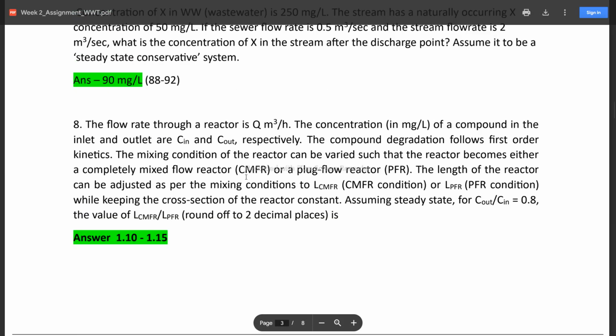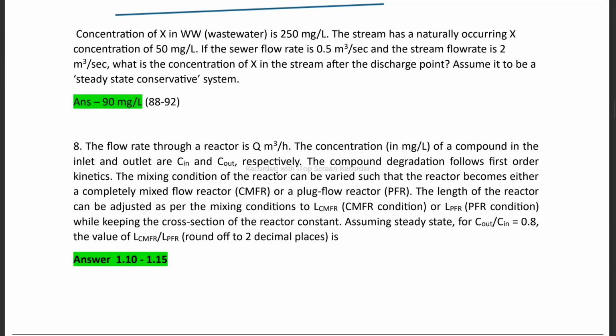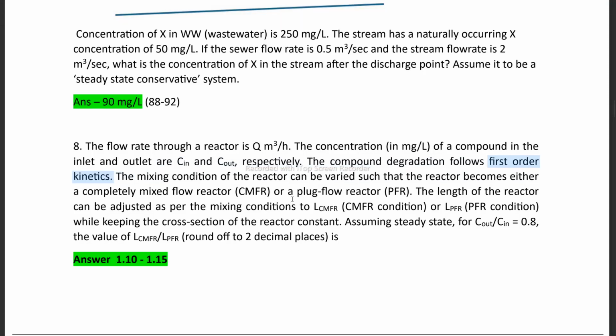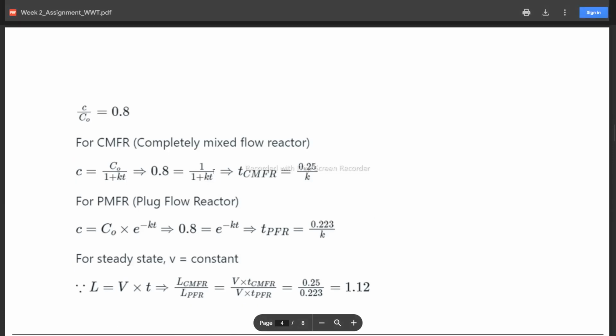This is probably based on the order, right? They must have mentioned the order of the reaction. Yes, first order kinetics, you see, they have mentioned. First order kinetics means C to the power 1. K into C to the power 1. This is the rate equation. If you solve that thing, then you will come to this formula.